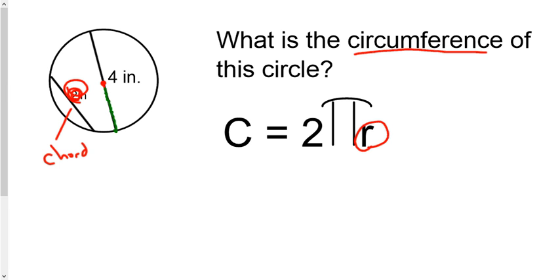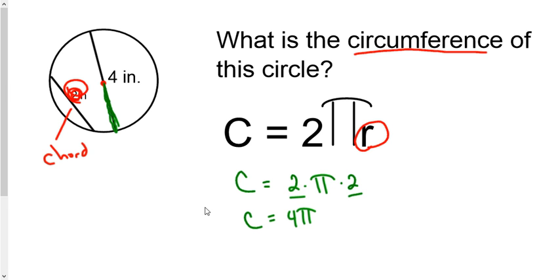So see this green radius that I'm drawing in here? That's half of the diameter. So what's half of 4? It's 2 inches. So C would equal 2 times pi times 2. And again, if we wanted it in terms of pi, we would just say 4 pi. We've multiplied all the numbers that are not pi. So we'd be finished there.